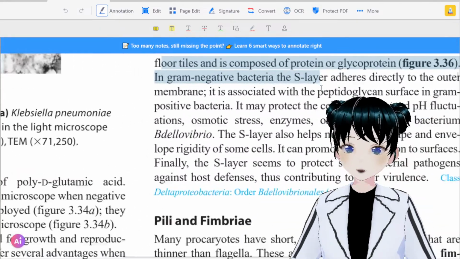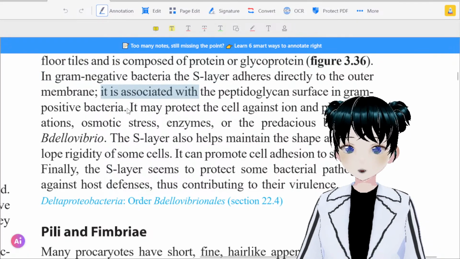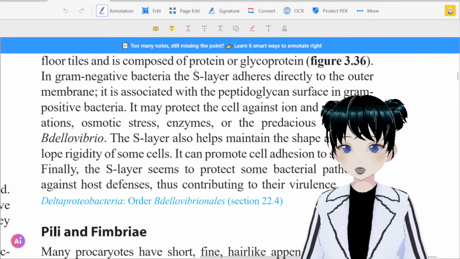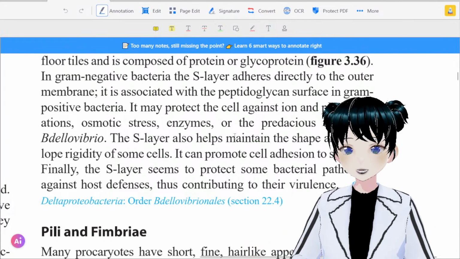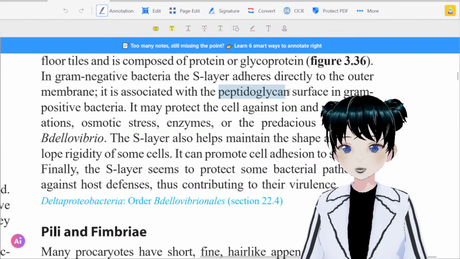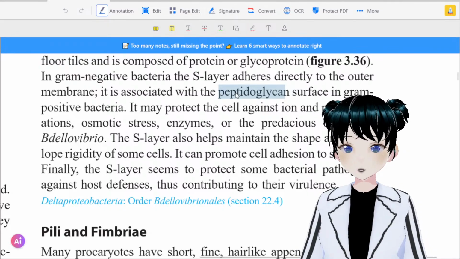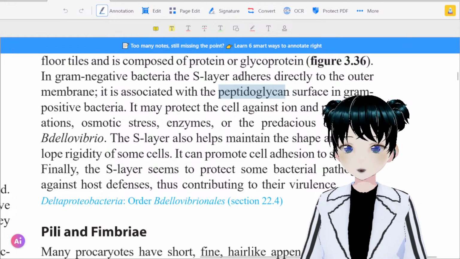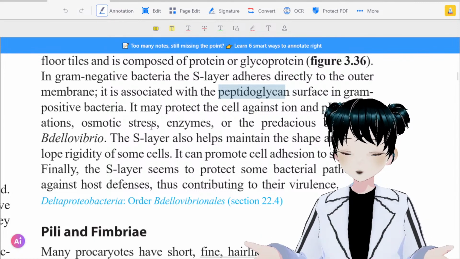In gram-negative bacteria, the S layer adheres directly to the outer membrane. It is associated with the peptidoglycan surface in gram-positive bacteria. Because the S layer is outer to the cell wall in both gram-positive and gram-negative bacteria. So in gram-positive, the outer layer is the peptidoglycan, and the S layer directly attaches to that. But the gram-negative ones don't have peptidoglycan as an outer layer. It's lipopolysaccharide, the outer layer is that. So that's why it doesn't adhere directly within the gram-negative, but it adheres directly within the gram-positive ones.